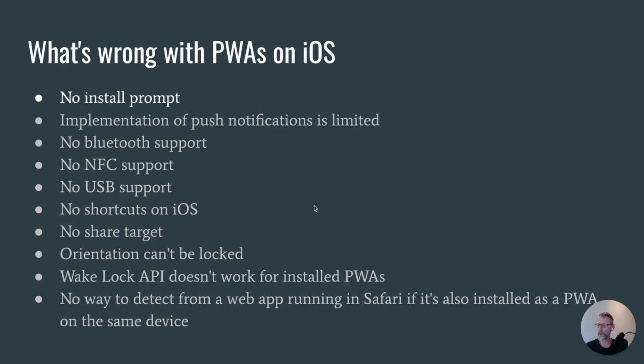There's also no Bluetooth support yet, no NFC support, no USB on iOS. Although we did get shortcuts for PWAs on macOS, there are no shortcuts on iOS. Your PWA can also not be a share target, unfortunately, on iOS. So whereas your PWA can share data to other apps on iOS, you cannot share data from other apps to your PWA, which is quite unfortunate.